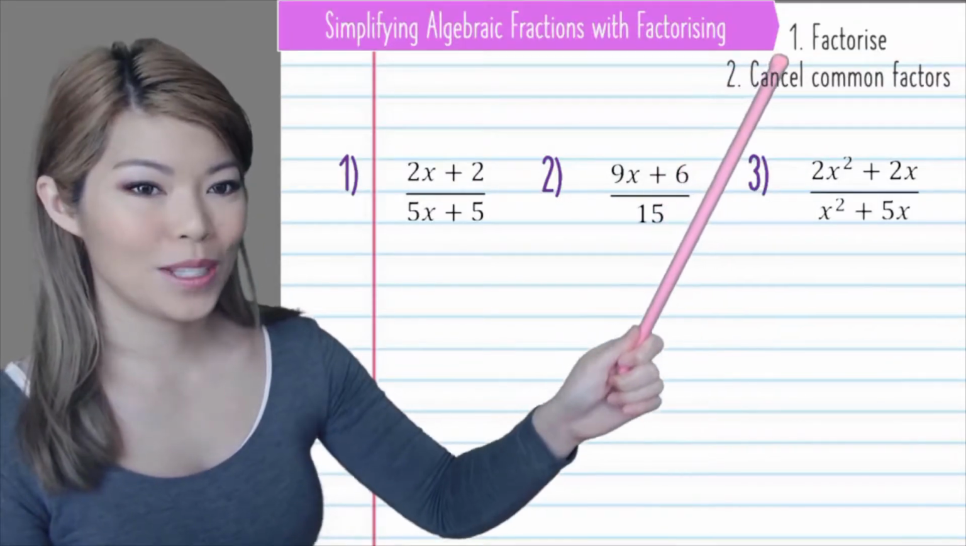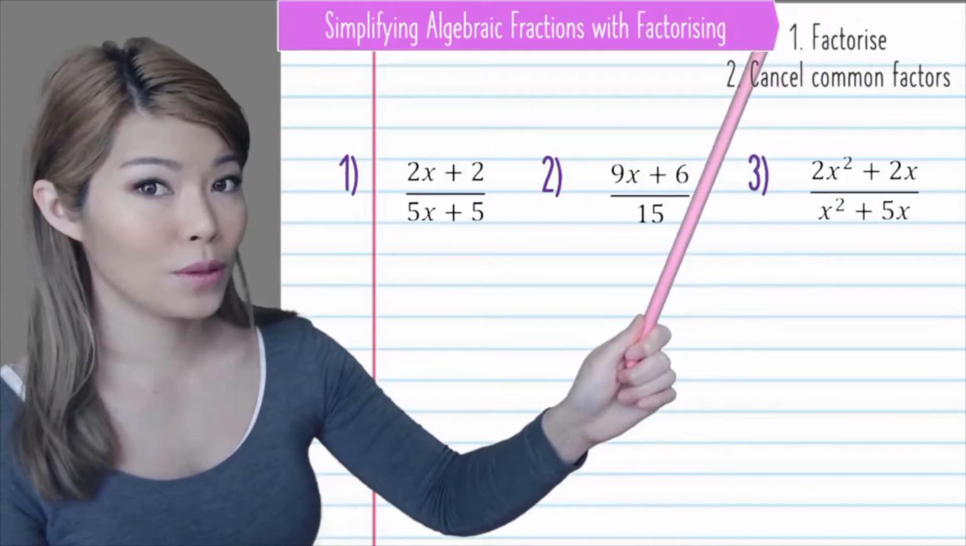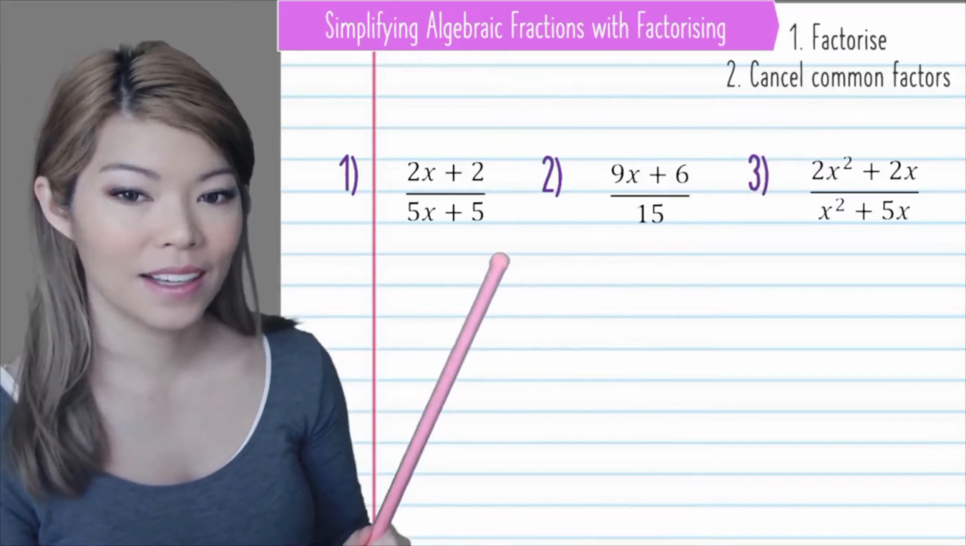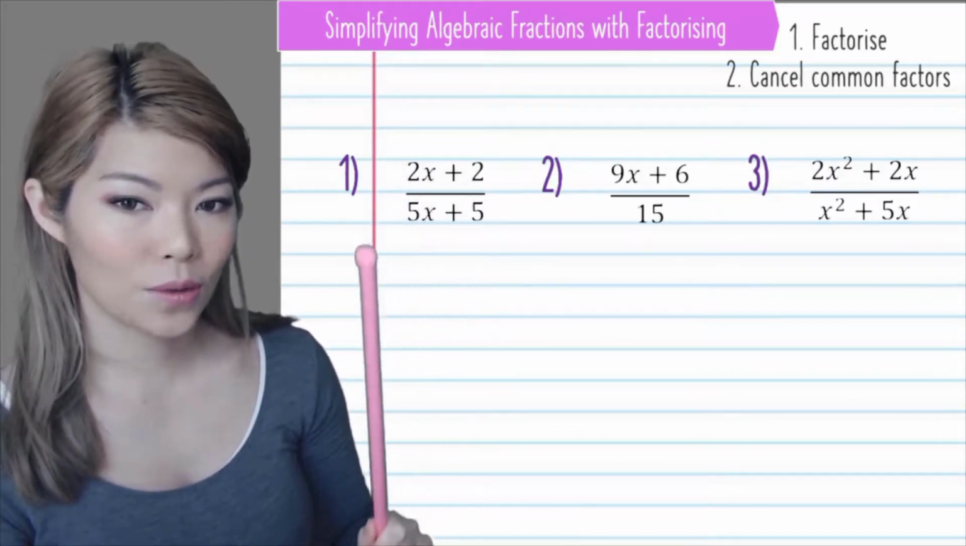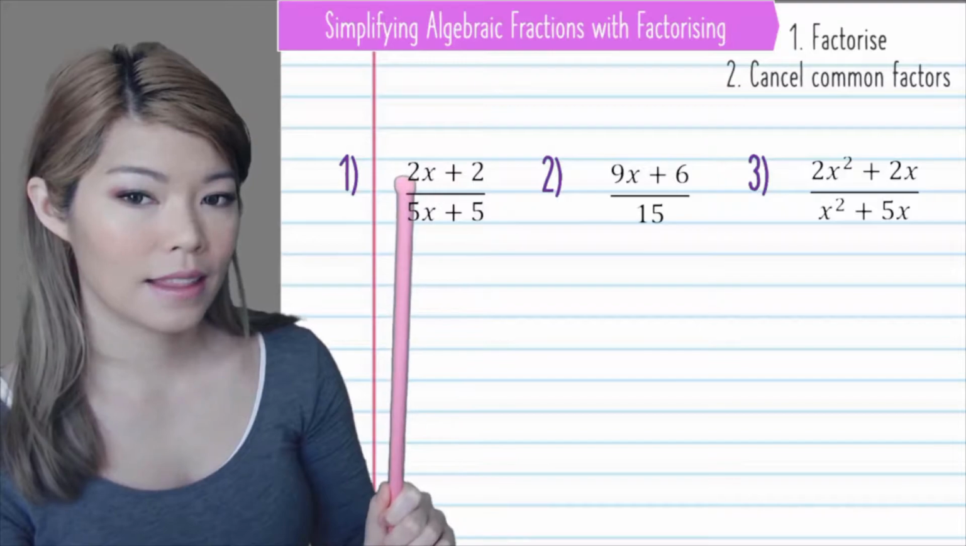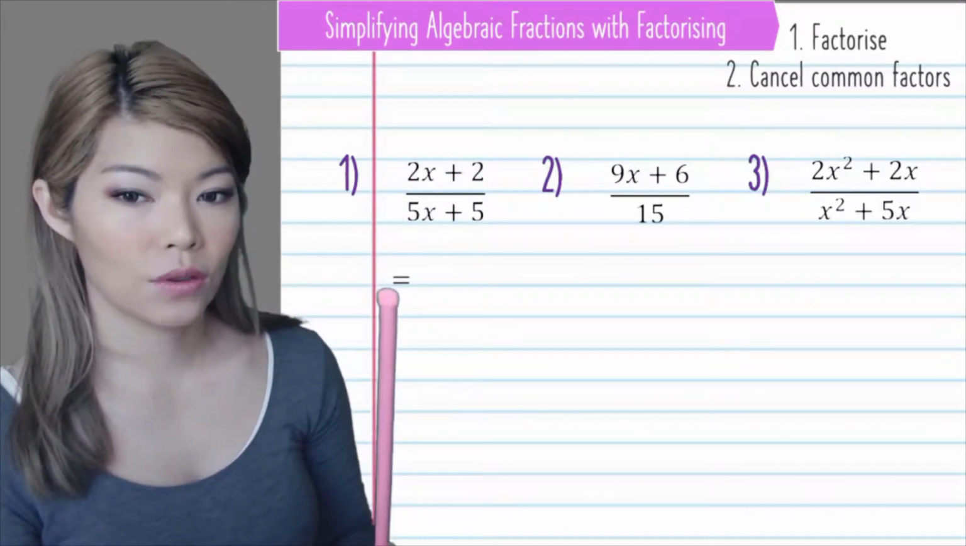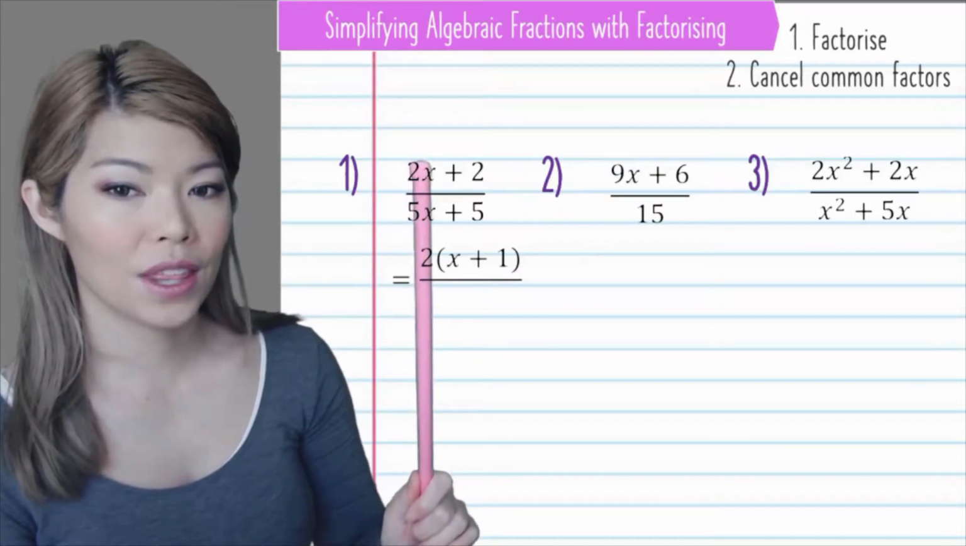So these are the two steps today. First we factorize. Once we factorize, we can see the factors and we can cancel the common factors. So looking at this, we can't cancel anything yet, but we can see that the common factor for the top row, the numerator, is 2. So write the 2 out and we're left with x plus 1.